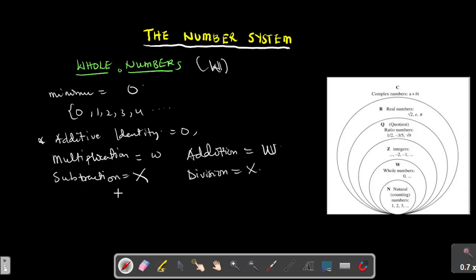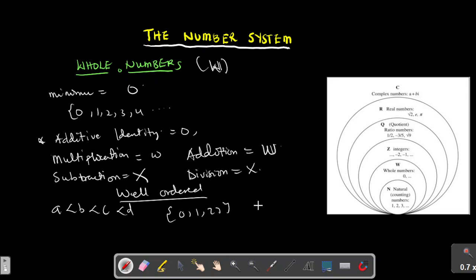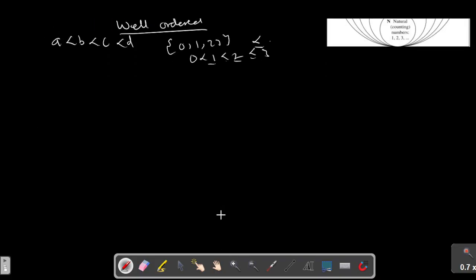Whole numbers are said to be well ordered. When I say whole numbers are well ordered, it means that if I have A less than B, less than C, less than D, I'm creating an ordering here. In reality, the set of whole numbers, which is 0, 1, 2, 3, are ordered by less than or equal to. So I have 0 less than or equal to 1, less than or equal to 2, less than or equal to 3, in that manner. That is how they grow.